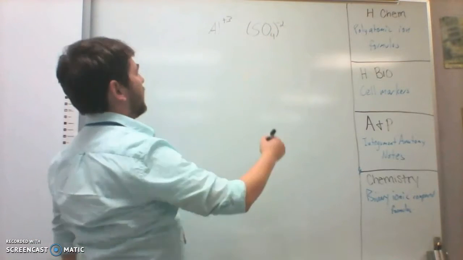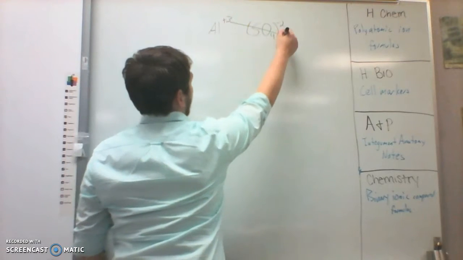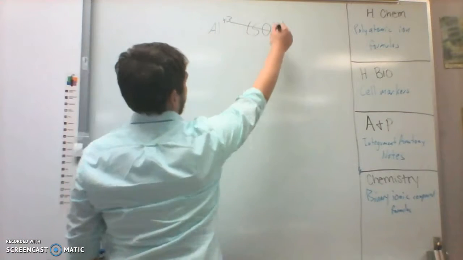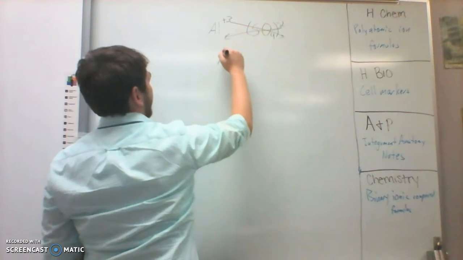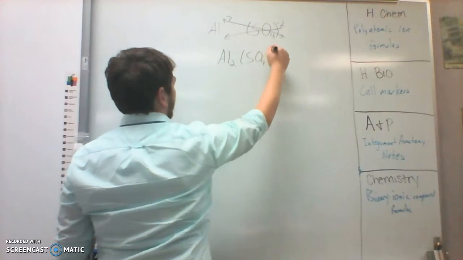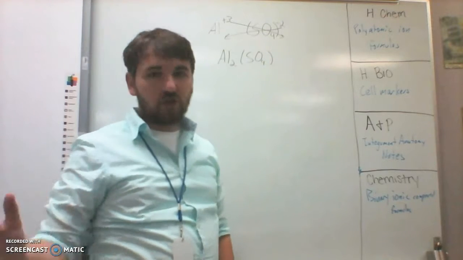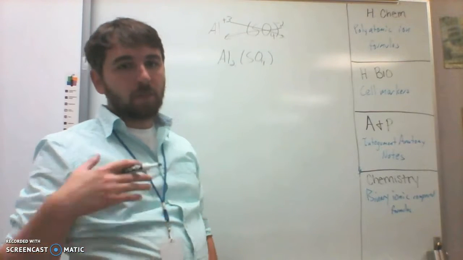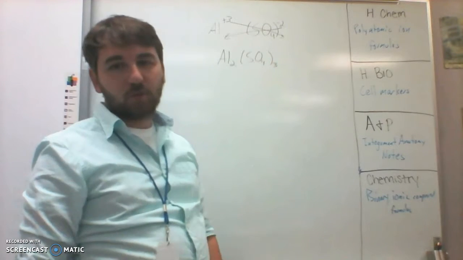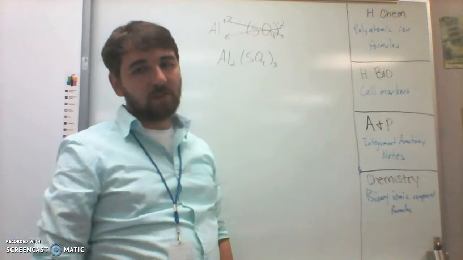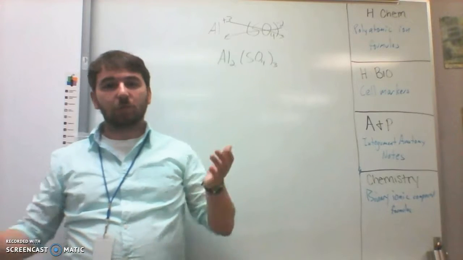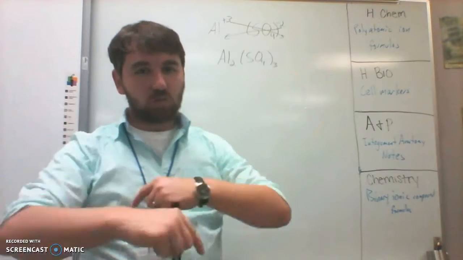So now when I crisscross, my 3 is going to go outside the parentheses. It's still a subscript, still kind of below. And my 2 is going to go with the aluminum. So I'm going to have Al2, and then in parentheses, SO4. I'm going to restate that. We don't change anything in the parentheses, so that stays SO4, and we put a 3 outside the parentheses. So for figuring out the formula, that's all we have to do: put our polyatomic ion in parentheses and crisscross the charges.